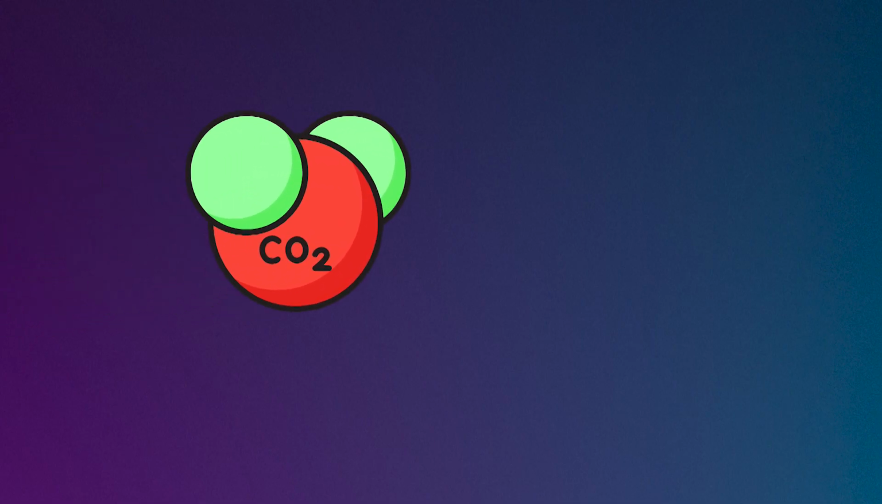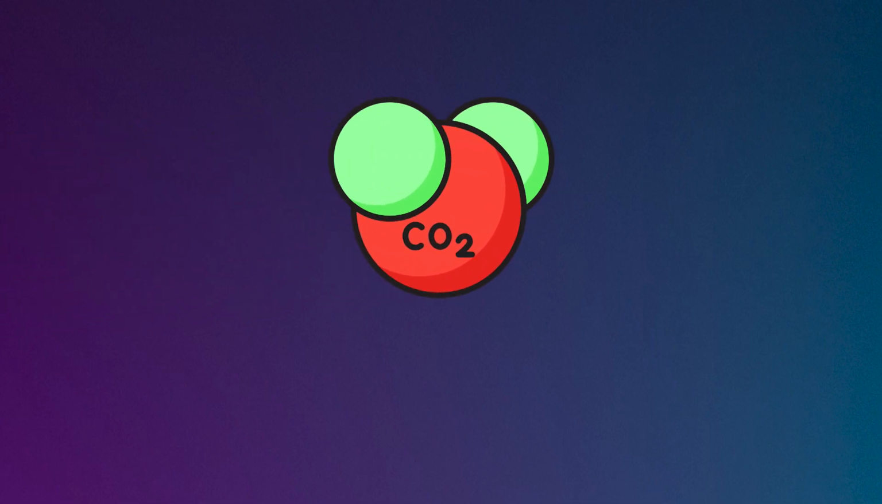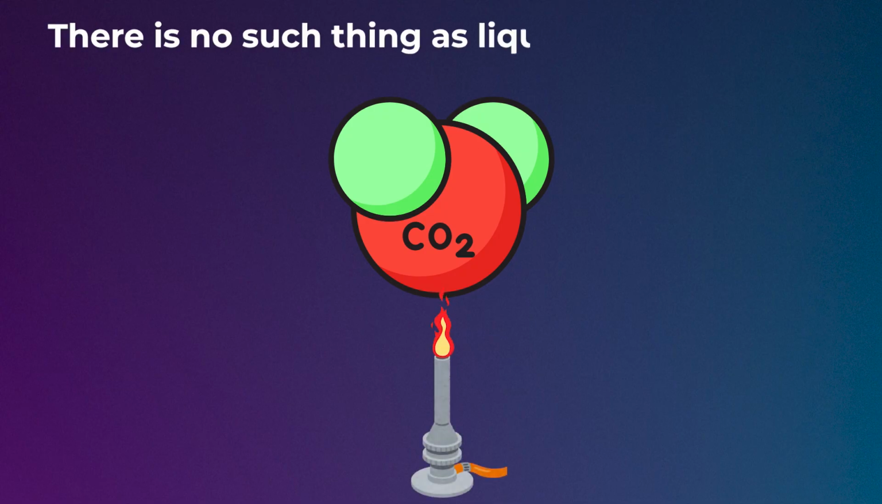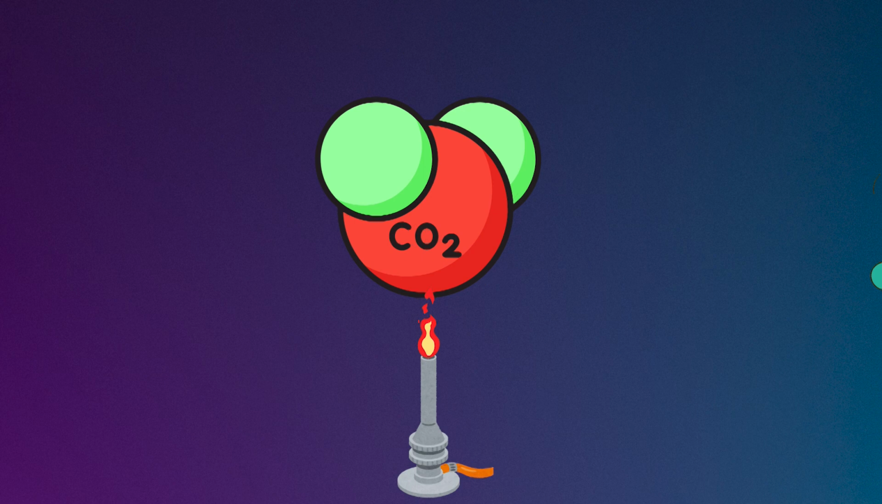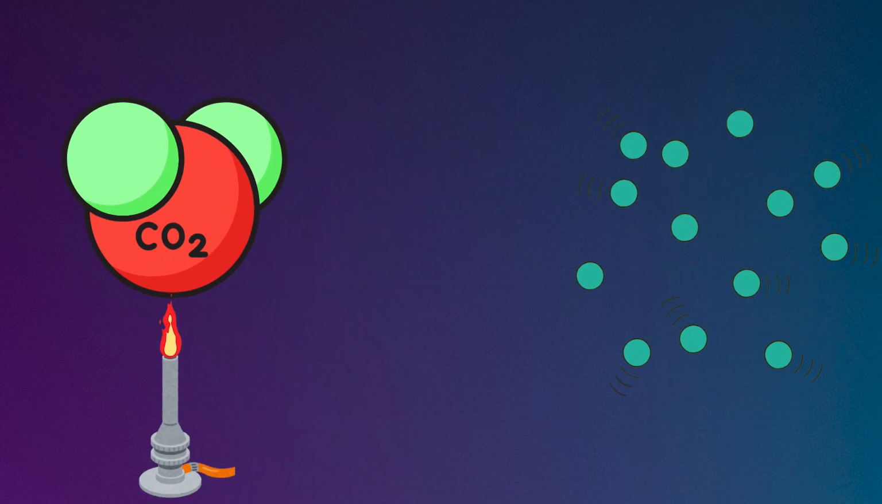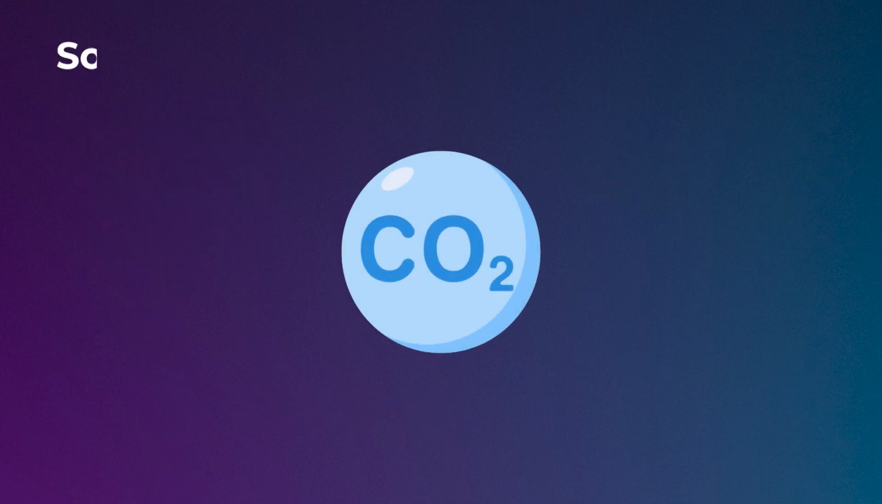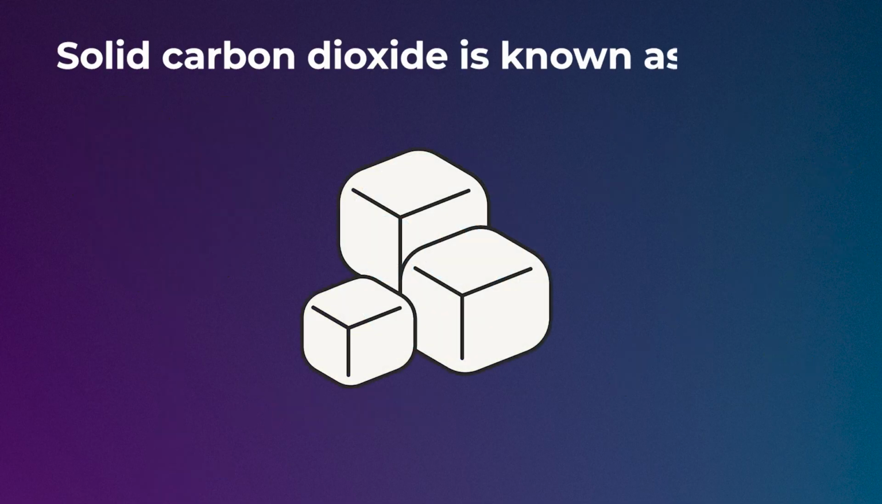An example of a substance that sublimes is carbon dioxide. At ordinary pressures, there is no such thing as liquid carbon dioxide. It turns directly from a solid to a gas at -78.5 degrees Celsius. Solid carbon dioxide is known as dry ice.